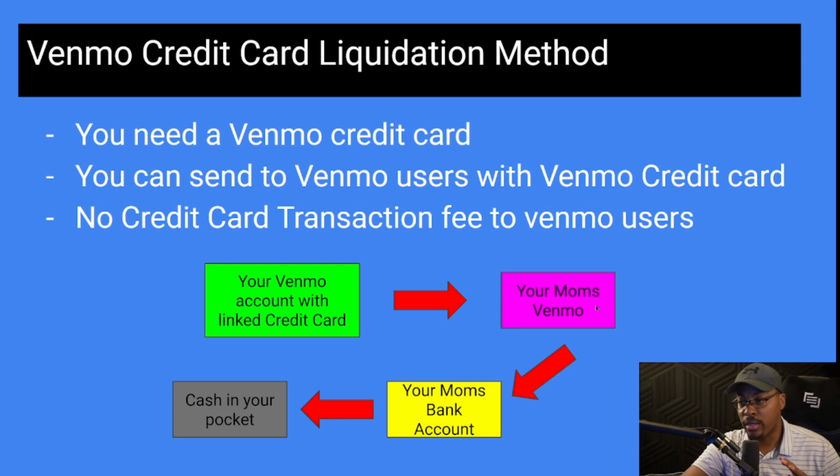From there, you would have the entrusted person you're sending the money to withdraw it to their bank account, and then pull the cash out of their bank account. The reason why you don't want to just send the money right back to your Venmo account is because all of this is within the Venmo ecosystem.